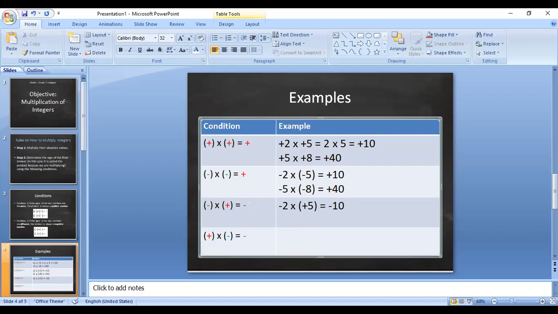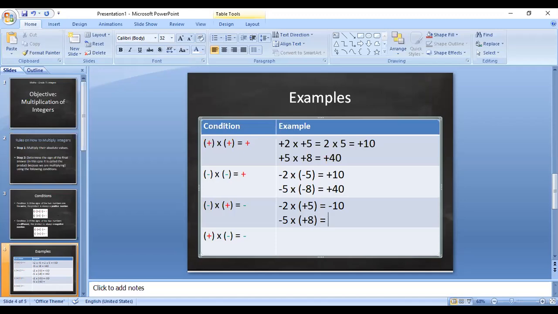देन लेट्स टेक वन मोर एग्जांपल. सो वी हैव minus of 5 and we are multiplying it with plus of 8.